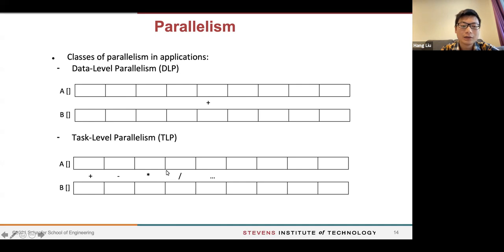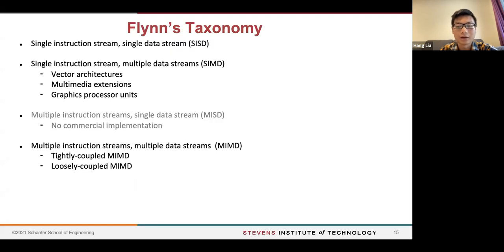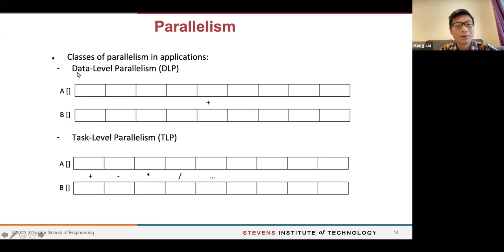The second one is called task level parallelism. What does it mean? It means the tasks are different, so you parallelize different tasks. For example, for A0 and B0 you do addition, A1 and B1 you do subtraction, A2 and B2 you do multiplication, and division, and, or, etc. Different operations. These tasks are independent and can be parallelized, but they are different tasks. So the first one is data level parallelism, and the second one is task level parallelism.